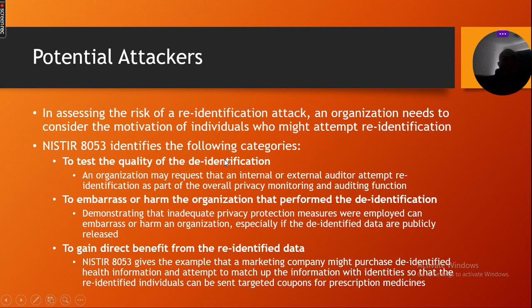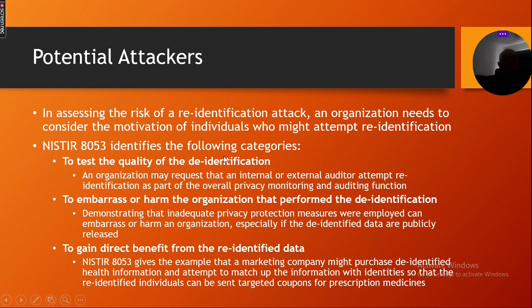Now, potential attackers. Now let's talk about the attackers. In assessing the risk of a re-identification attack, an organization needs to consider the motivations of individuals who might attempt re-identification on your de-identified data set. So what is their motivation? NIST IR 8053 identified these three categories. Why do people do this? Why do people want to do this? Despite it being a tedious thing to do, still, why do people want to do this?